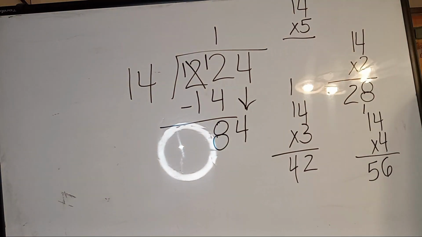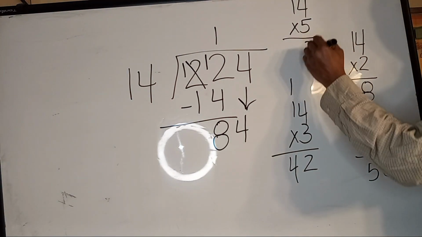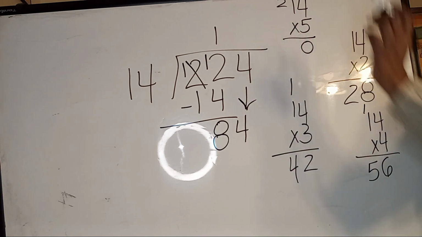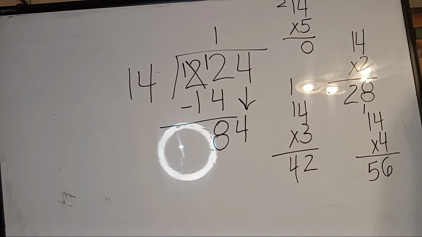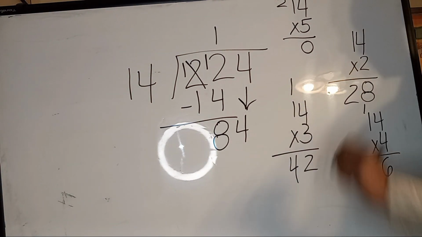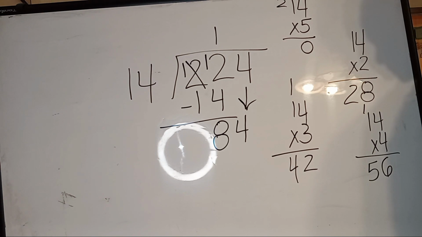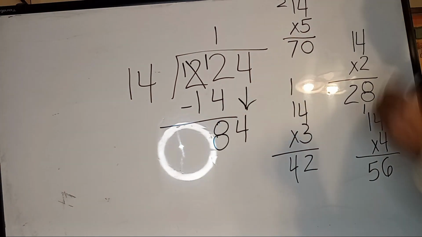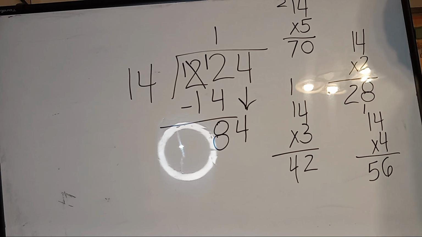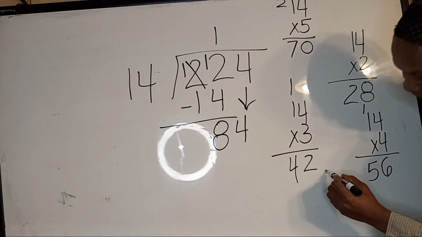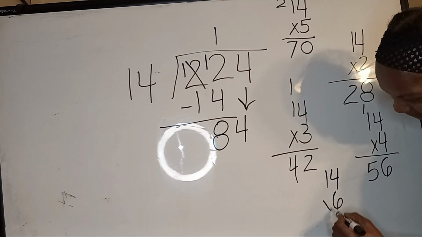And what's 5 times 4? 20. All right. And we carry the 2, and 5 times 1 is how much? 5. Plus 2? 7. Exactly. So now we have 70. We're still not there yet. Let's try again. 14 times 6.